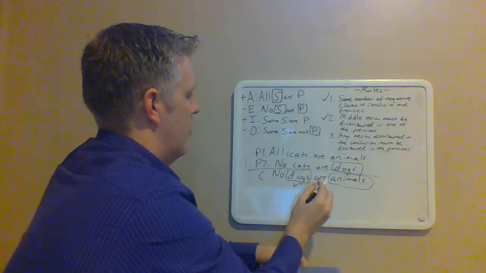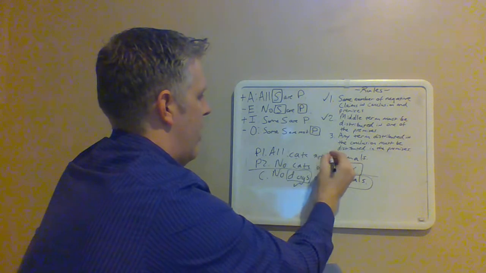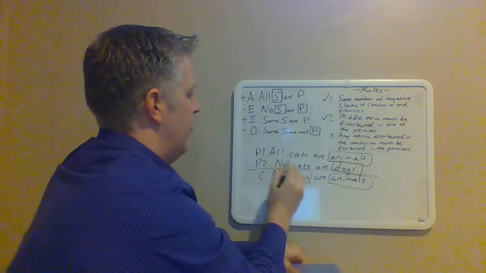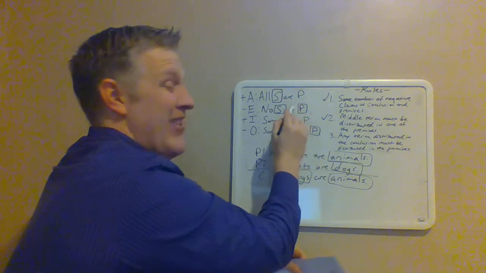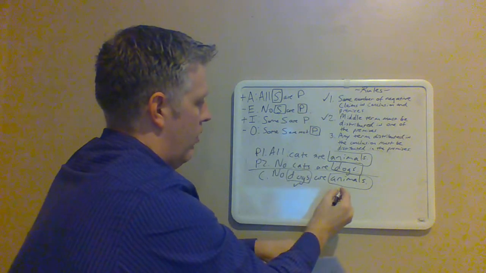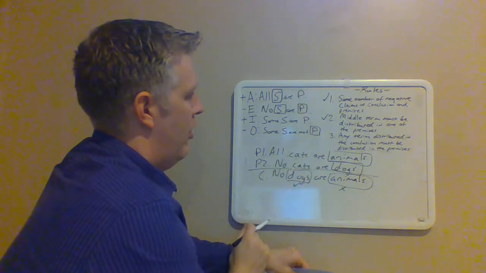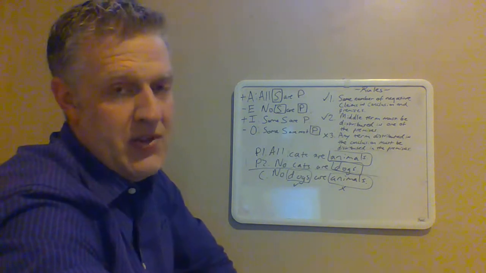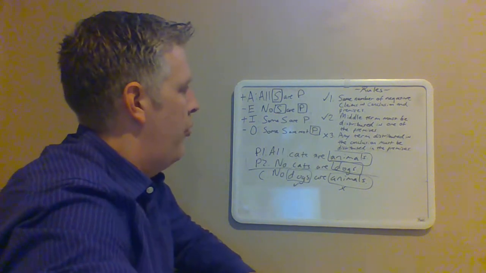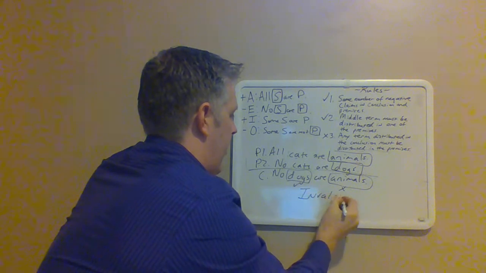What about animals? It only appears in the first premise, as the predicate of an A claim. Well, the predicate of an A claim is not distributed. So animals, which is distributed in the conclusion, is not distributed somewhere in the premises. So once again, as was the case with the last one, this argument violates Rule 3. So we would label this invalid.